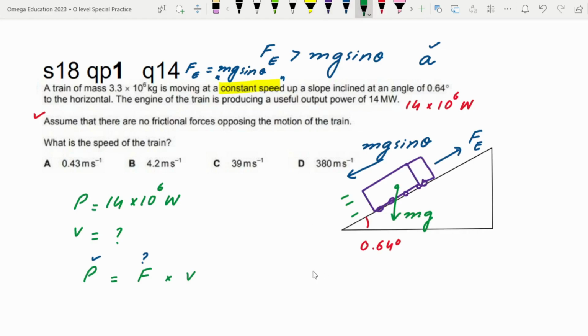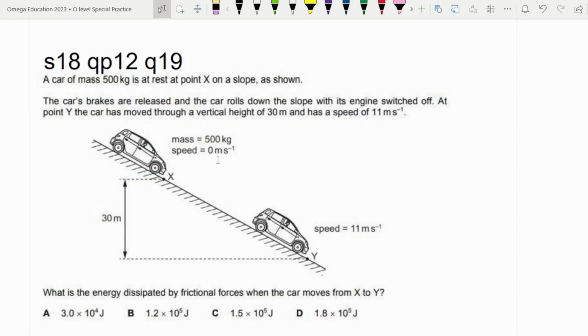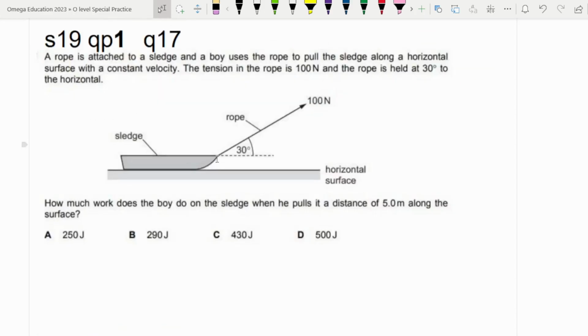So what is mass? 3.3 into 10 to the power 6. g is 9.81 times sine theta, which would be sine of 0.64. Could you hit it on the calculator? Which in 2SF can be written as 39. So C is the right answer for this one. Let's move on to the next one.